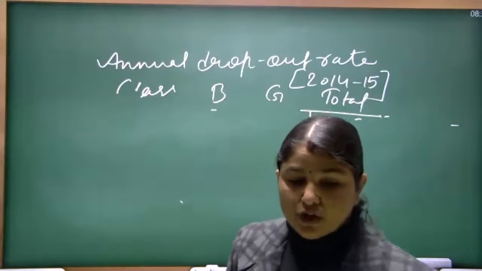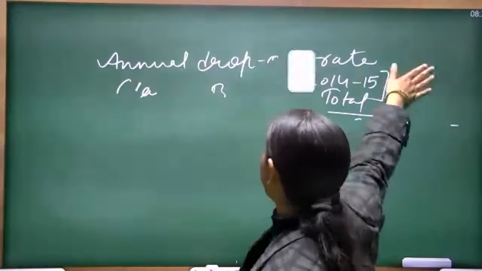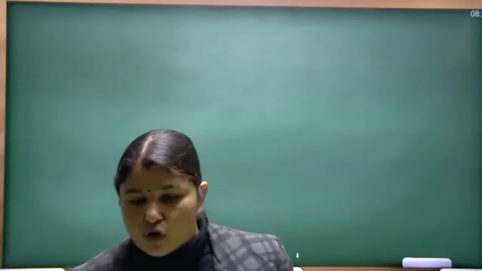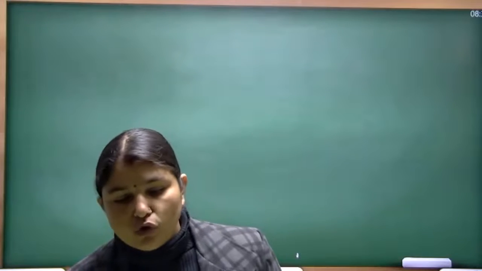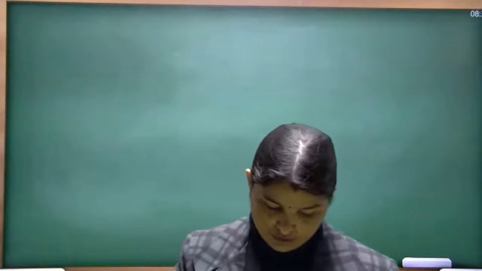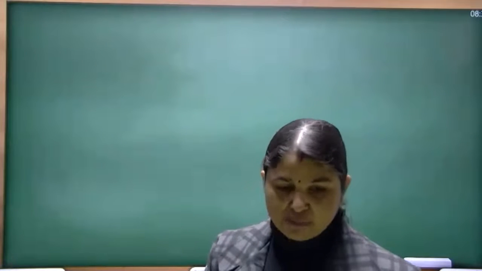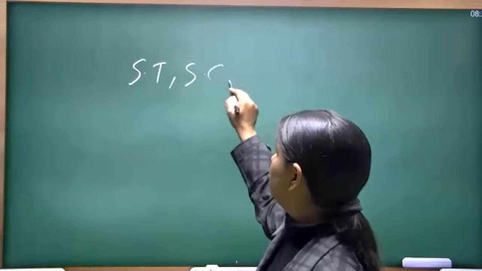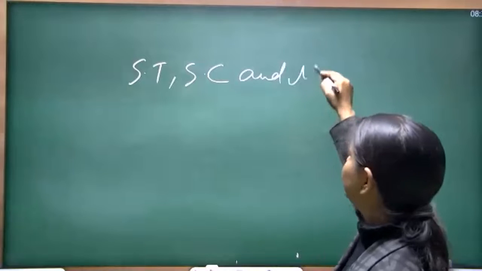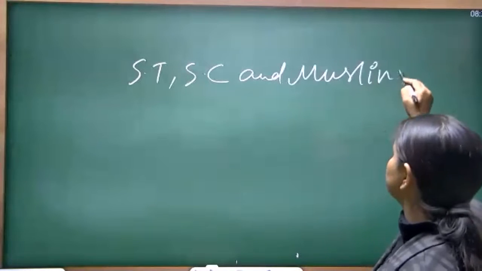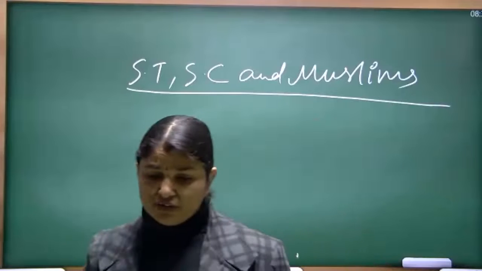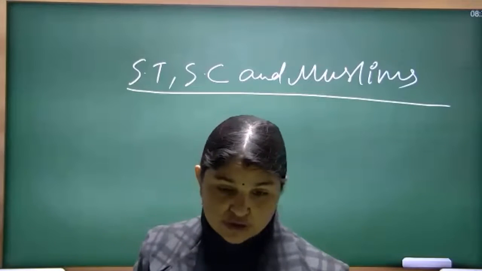24.68. Now, can anyone tell me why, in all the groups, the number of scheduled caste and scheduled tribe students who leave school every year is higher? Why do students from scheduled castes and scheduled tribes leave school in greater numbers? Here we can also include Muslim families who leave school every year. They are poor? Acha, very good.